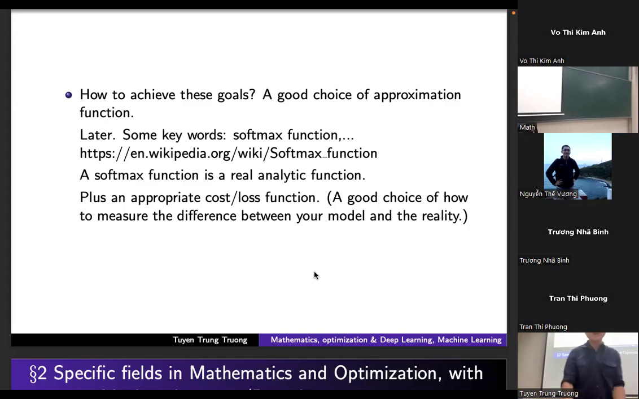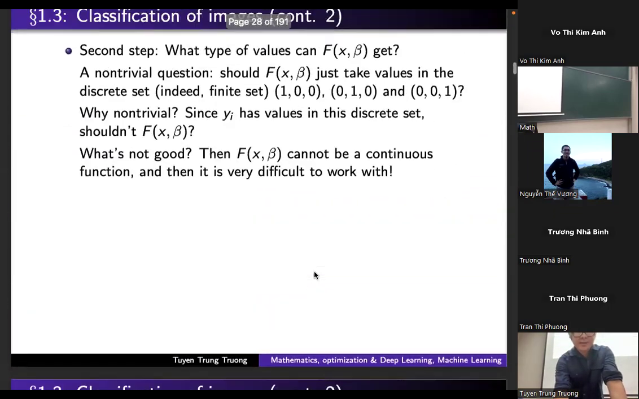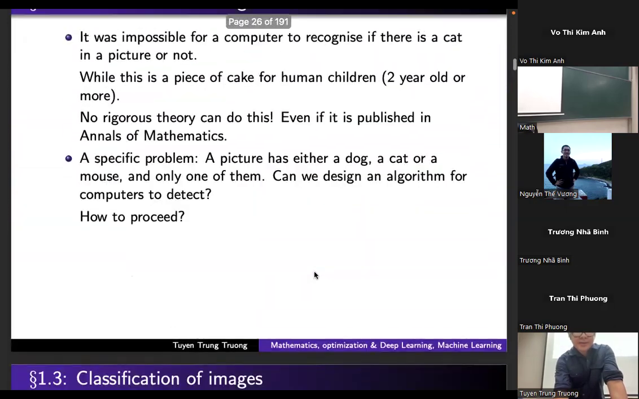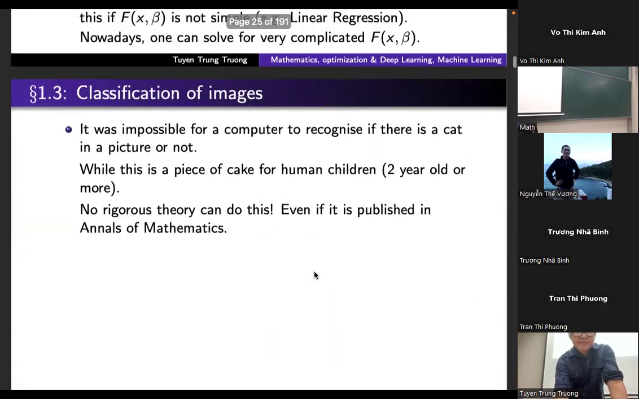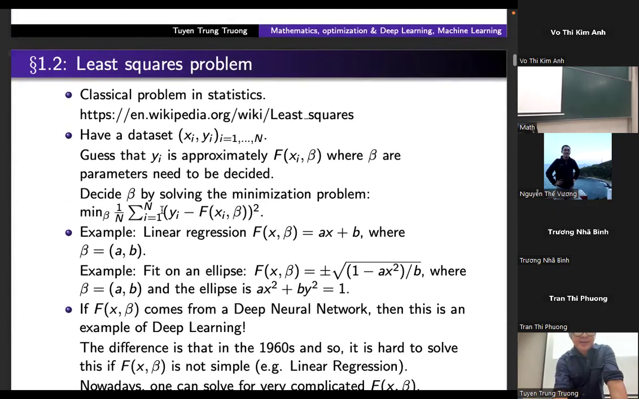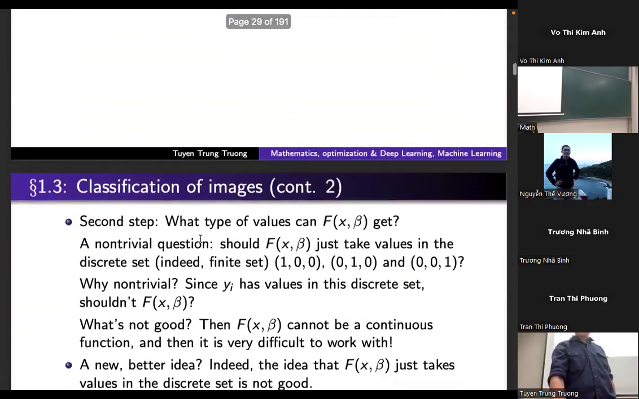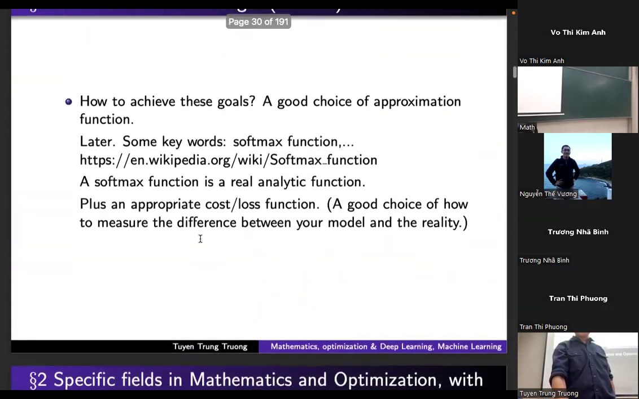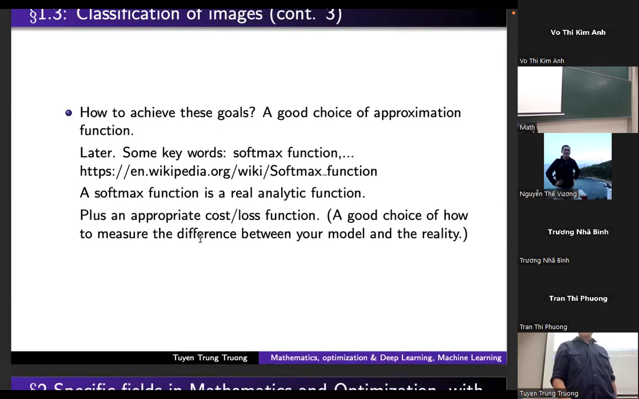Then the other thing you need, if you look at this classical statistics problem, is to measure the difference between your actual value, which is y_i, and the value predicted by your function, which is f(x_i, beta). This is called a metric, and you need to find an appropriate metric. I will come to it later, but also for this case where you work with probabilities, it's usually good to use the cross entropy, for example.